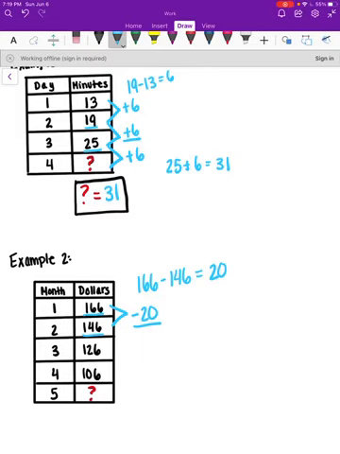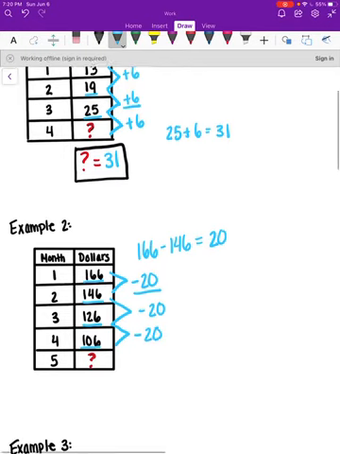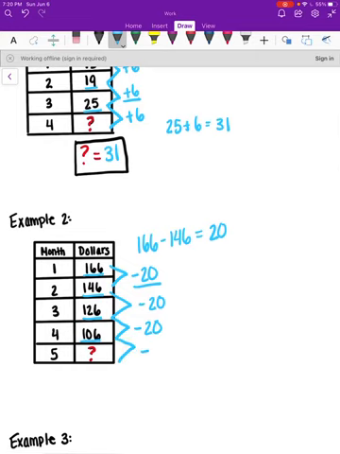But we need to double check and make sure that works for the rest of the table. So 146 minus 20, does that give us 126? Yeah, it does. 146 minus 20 is 126. 126, if I subtract 20, do I get 106? Yeah, I do. So now I need to take 106 and subtract 20 and get my mystery answer. So I'm going to do 106 minus 20, and that equals 86. So that means my question mark equals 86.